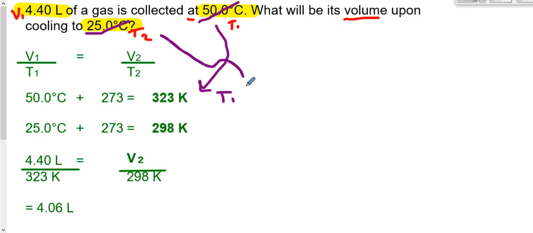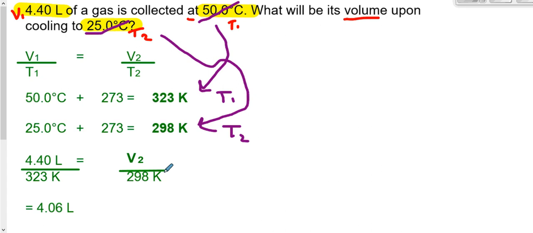25 plus 273 is 298 kelvins, and this is the version of T2 that I'm going to use. Okay, let's substitute. In place of V1 up top here, I'll put my 4.4 liters. I labeled it up there. T1 was 323 kelvins. I'm putting that in the denominator spot. I'm just substituting here, folks. V2 was what we're looking for, so we'll leave that as a variable. And T2 is 298 kelvins.